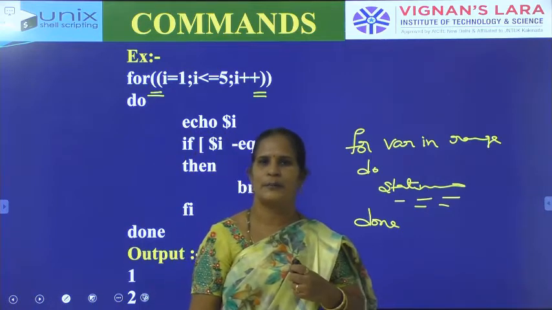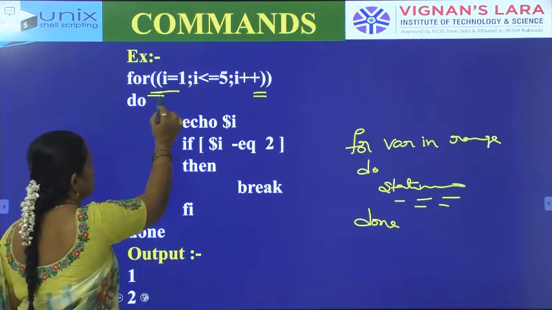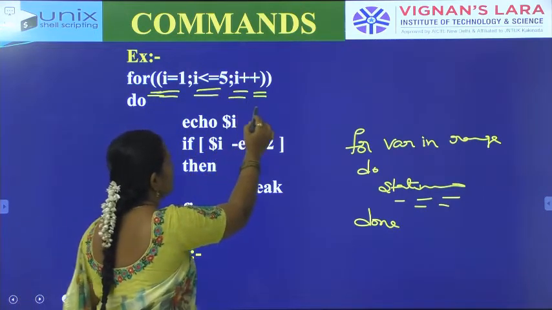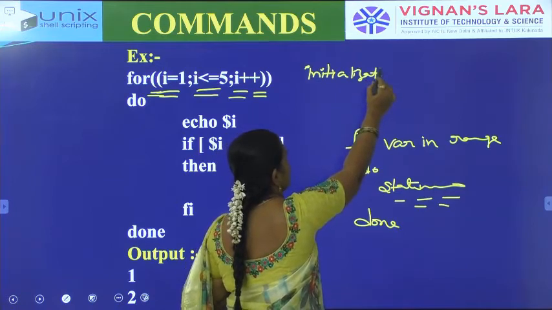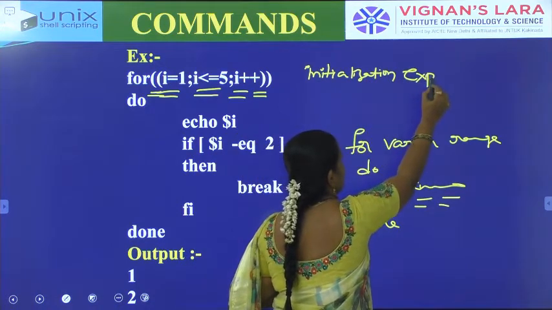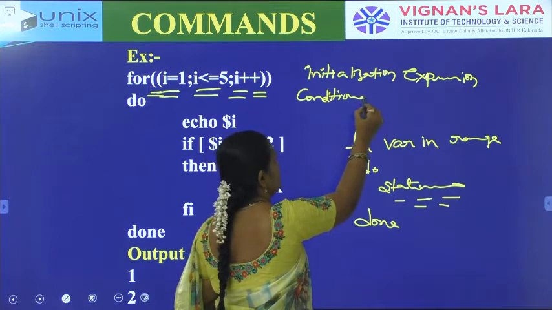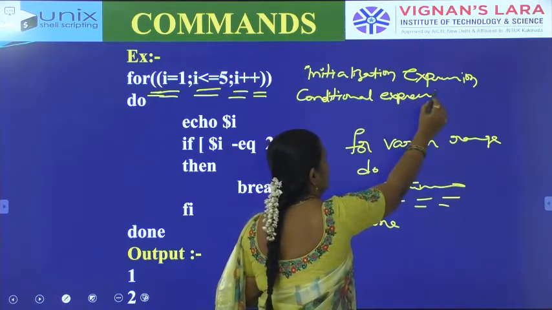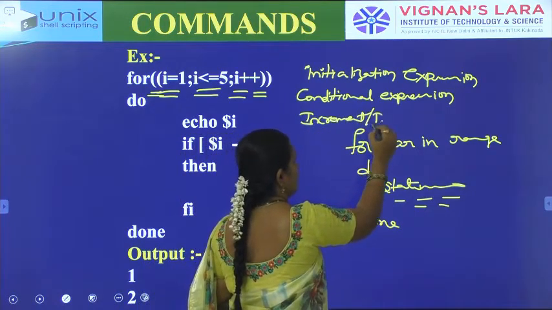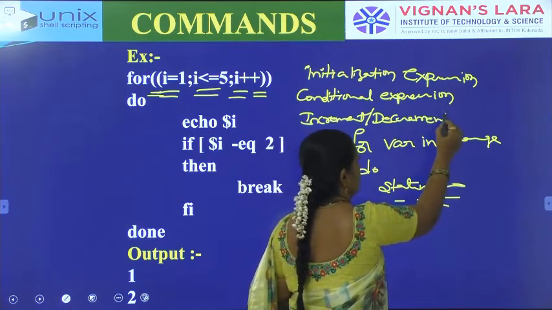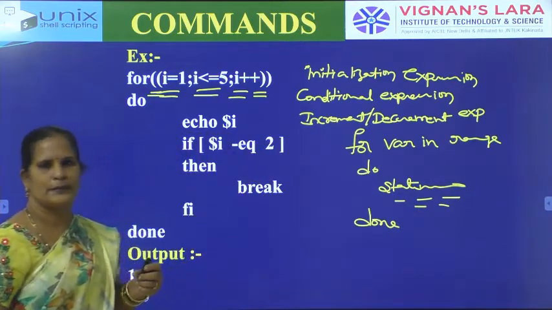The syntax is for followed by double parenthesis, no space, with double parentheses at the beginning and ending. That is the second syntax of the for loop. The first syntax is for followed by variable name in range, and in between do and done we specify the set of statements. Whereas here, it is for followed by double parenthesis, beginning and ending.